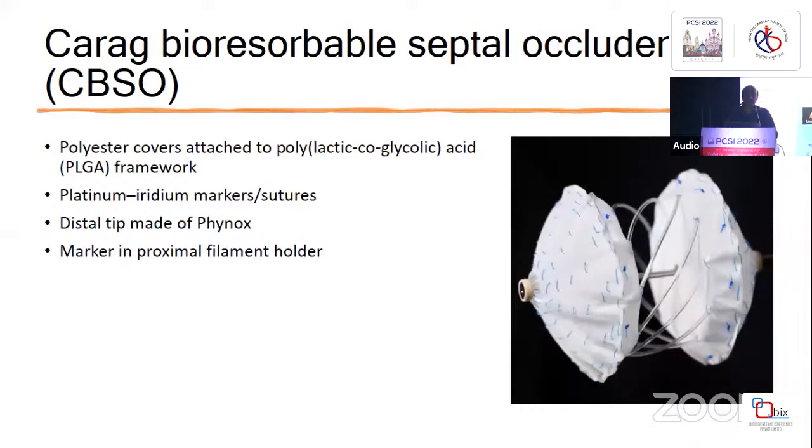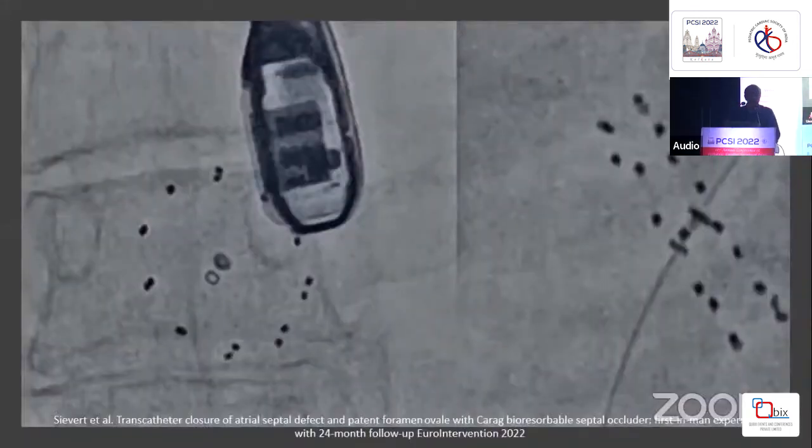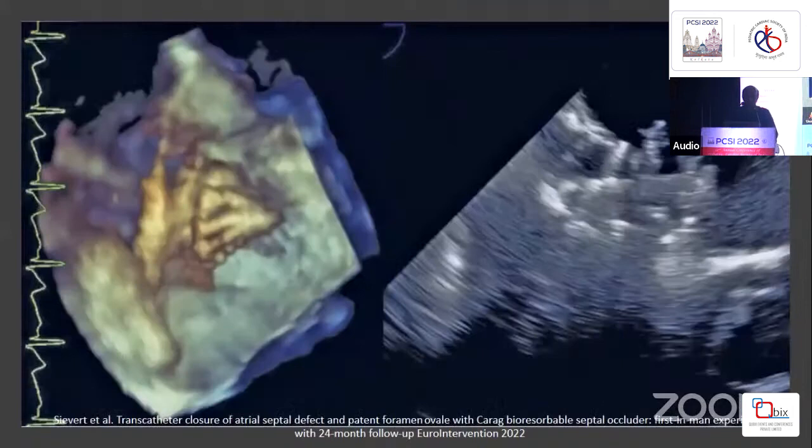The one which has made some headway of late is the Carag bioresorbable cephalocluder from Switzerland, which is a lactic co-glycolic acid, PLGA framework, and it has platinum iridium markers. Distal tip is made of Inox, which is cobalt chromium, and there's a marker in the proximal filament holder as well. This is how it looks on fluoroscopy, and this is how it looks on echocardiography.